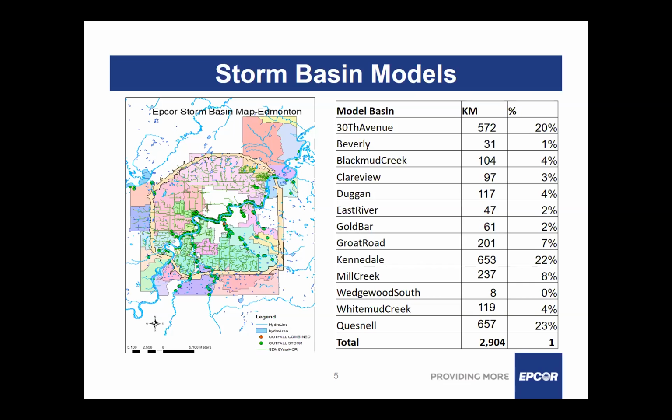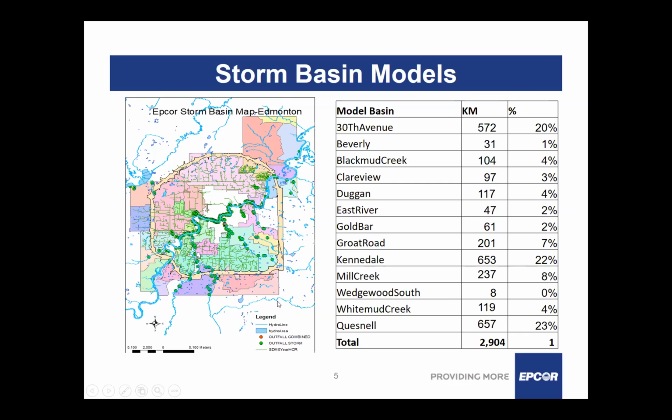Going into the storm models, we have divided the city into sewersheds. There are storm basins, if you like. The map to the left shows the extent of the storm basins that we have, with different colors showing different basins. And then you've got the green dots along the river and along the creeks, which are the outfalls from the drainage system that go into the creek and the river.